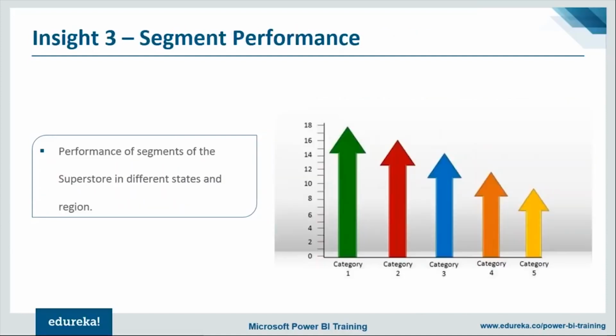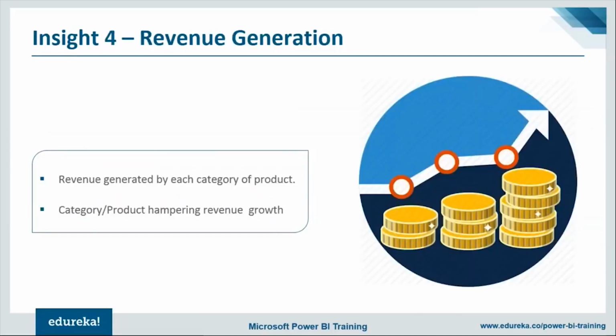After that you have insight 3, where we'll be seeing the performance of different segments involved in the superstore and how they contribute as well. Finally, we'll try to understand the revenue generated by each category of product. Now there are different categories of the product, so we'll see which category is hampering our growth and which is feeding our growth as well. Okay, are you guys clear?